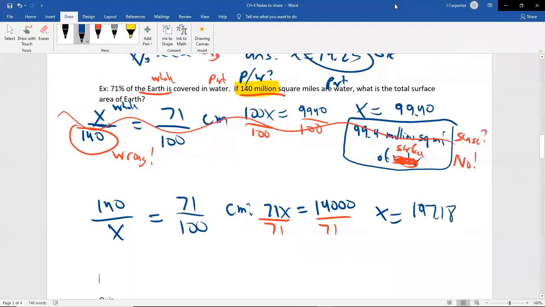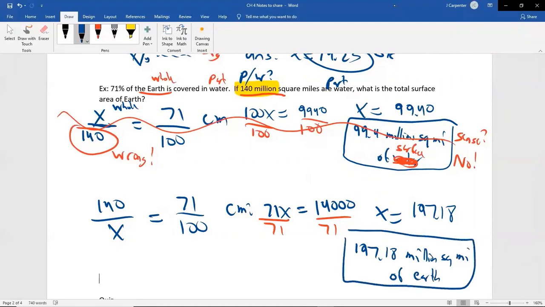But that's not our answer. It's supposed to be 197.18 million square miles, and that's of Earth, or of surface area, however you want to phrase that. That includes land and water. That makes sense because 140 million square miles is water, which means then that leaves about 60 million square miles of land.